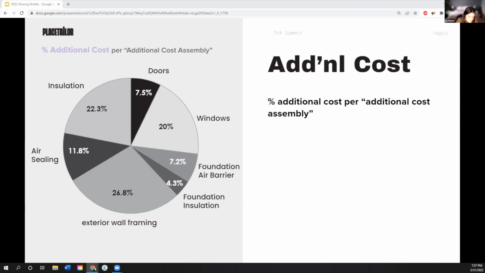And this is how it breaks down per assembly type. You can see the majority of that cost was in the exterior wall framing because we did the double stud wall assembly. Second to that is the insulation that filled that cavity. But again, this is just from the $56,000 additional cost.